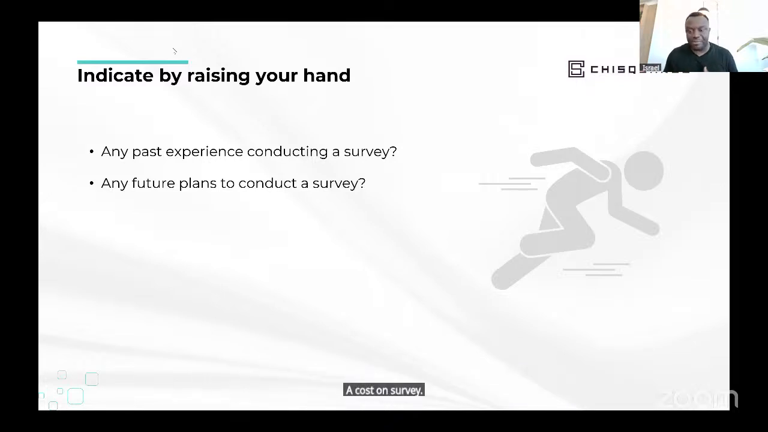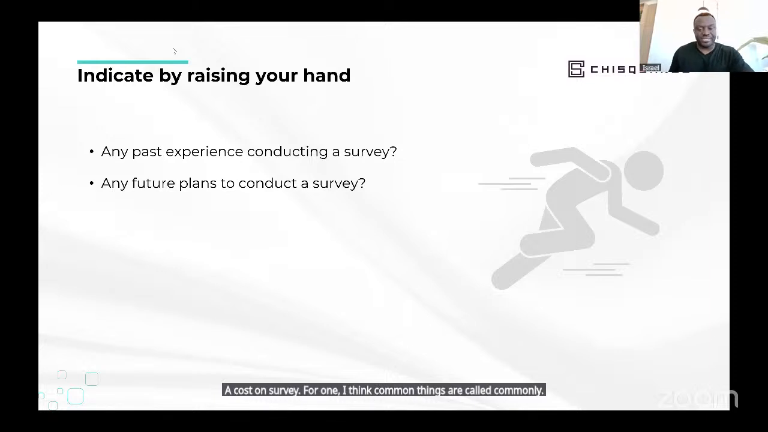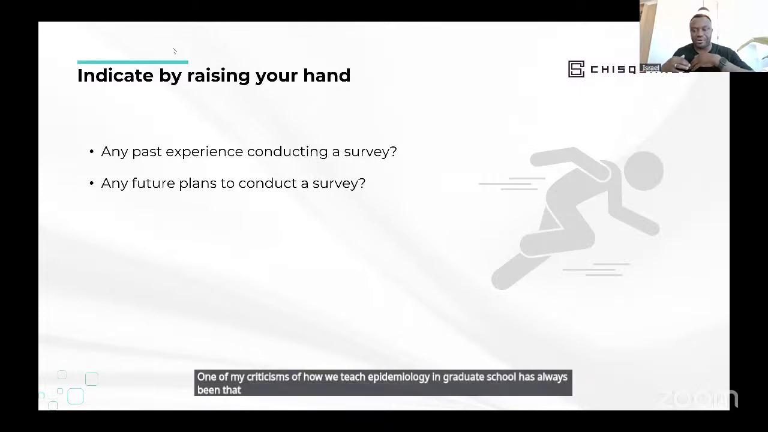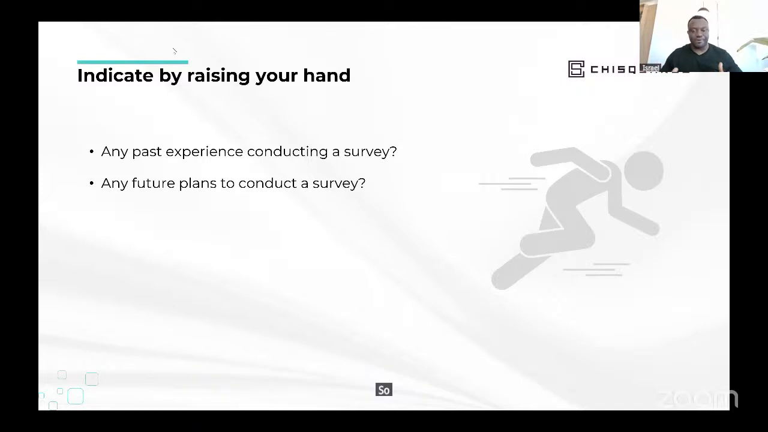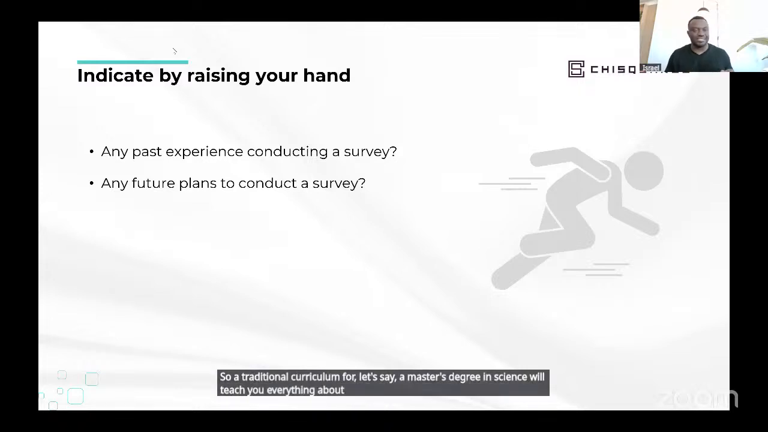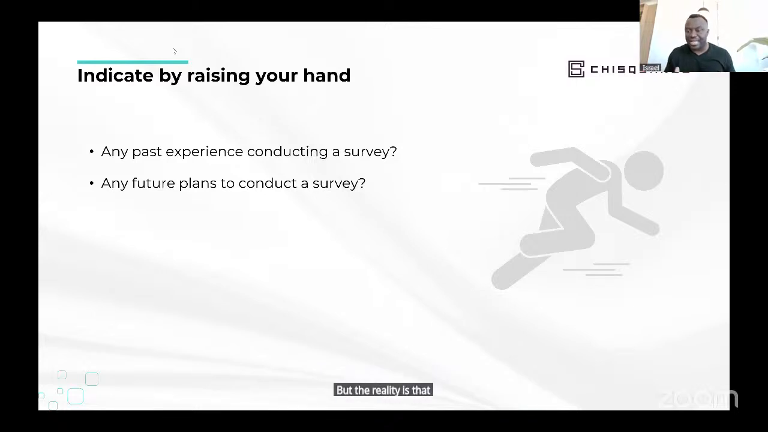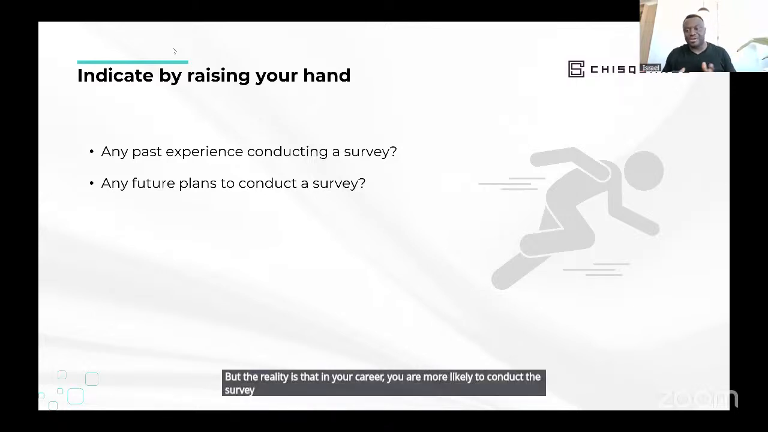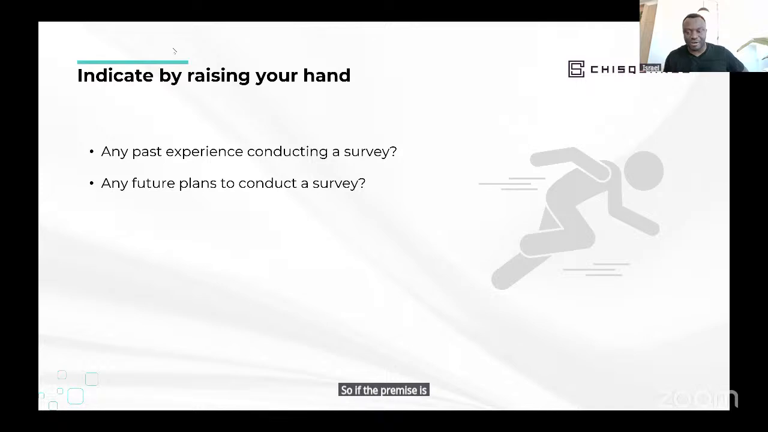For one, I think common things occur commonly. One of my criticisms of how we teach epidemiology in graduate school has always been that we focus too much on clinical studies. A traditional curriculum for a master's degree in science will teach you everything about design of clinical trials and design of case control studies. But the reality is that in your career, you're more likely to conduct a survey than to conduct a clinical trial. So if the premise is that common things occur commonly, then we need to build expertise in the things that are pretty common. That's the argument for one.